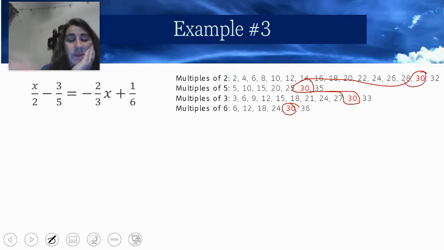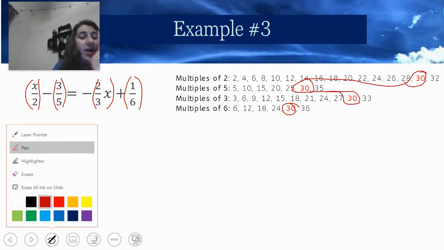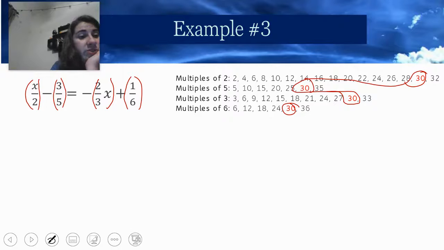So I need to draw my parentheses. I'm not including the signs, but just make sure you bring those down. Now I'm going to multiply each of these by my denominator, which is 30. I have to draw my 3's weird because it keeps popping up that thing. There we go. All right. 30 divided by 2 is 15.